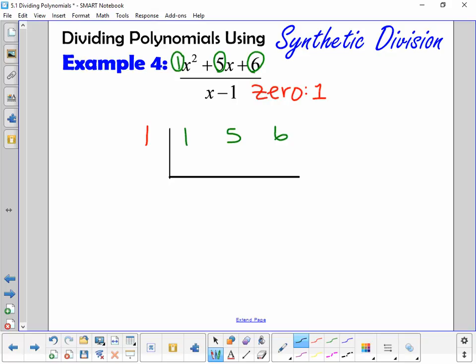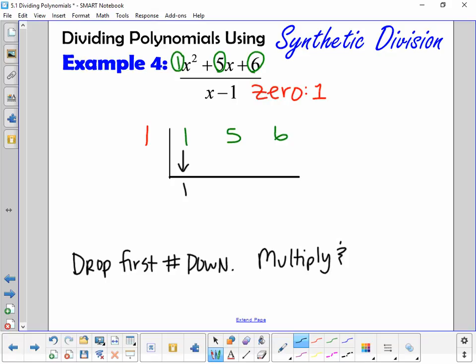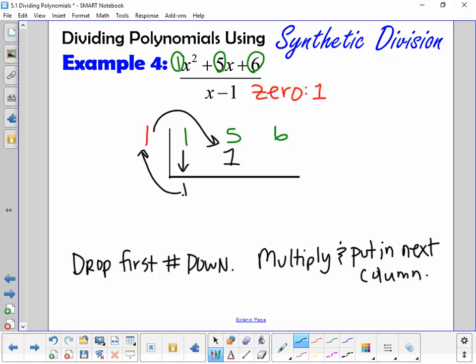This is super exciting. So here is the process for using synthetic division. You drop the first number down below. Let me write this down. Drop the first number down. Every time, just drop it down. Then you multiply it by the 0 and put it in the next column. So 1 times 1, I'm multiplying this number times this number and putting it in the next column. It happens to also be a 1.